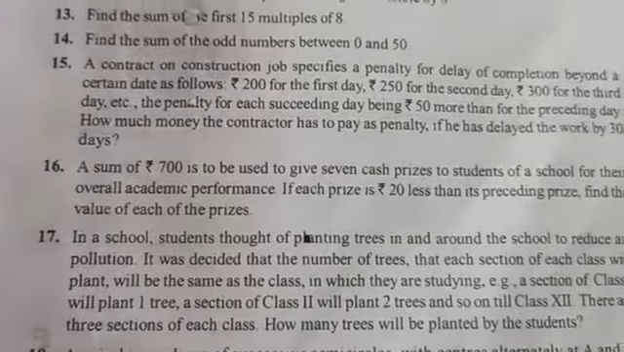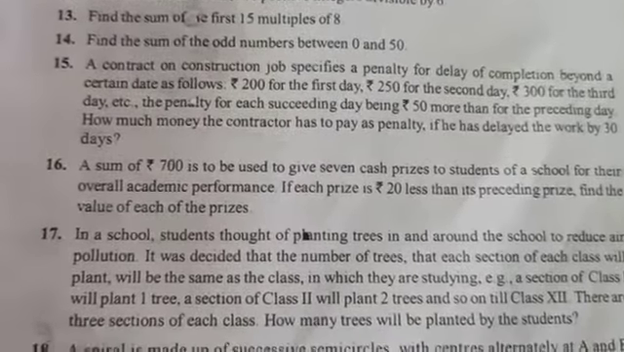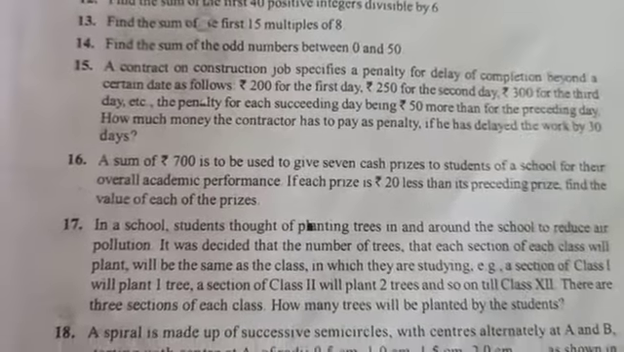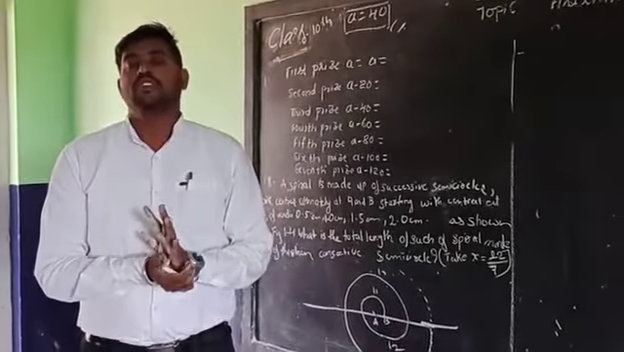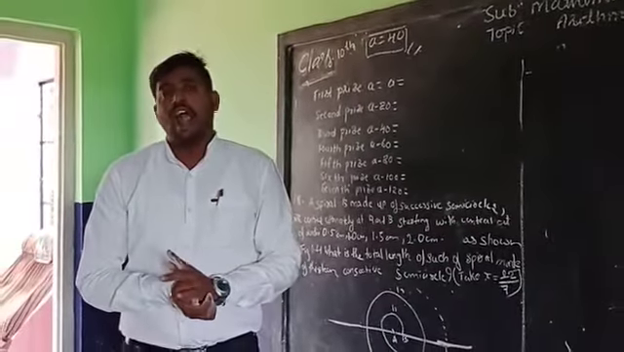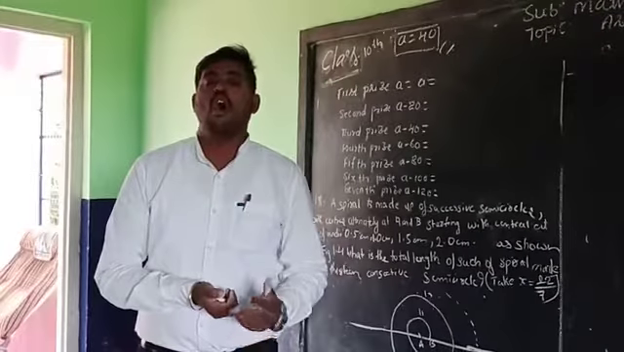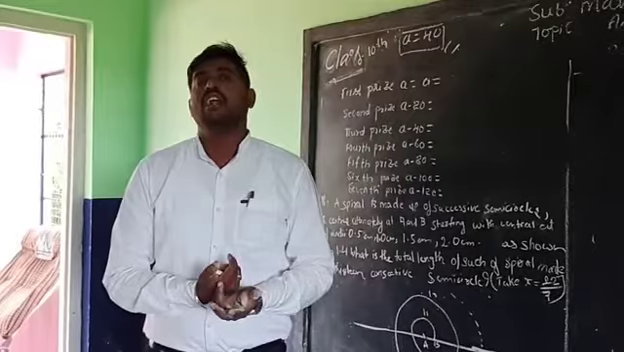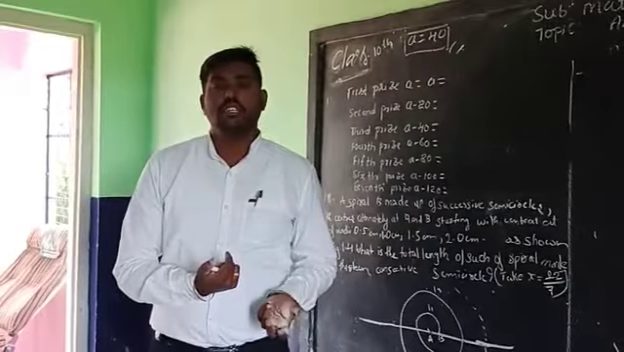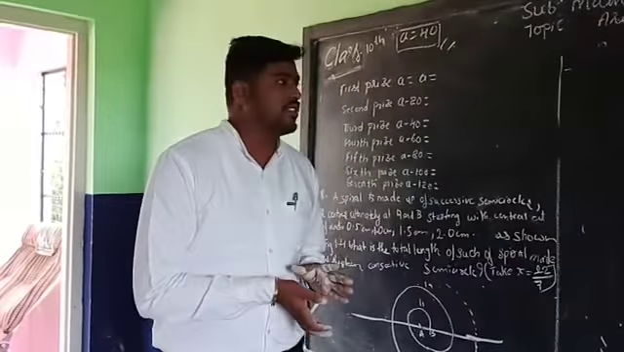Rupees 700 is to be used to give 7 cash prizes to students of a school for their overall academic performance. If each prize is rupees 20 less than the preceding prize, find the value of each prize. You have to understand this question, my dear students. The sum of rupees 700 is given, and for the overall academic year there are prizes: first, second, third, fourth, fifth, sixth, up to the 7th.